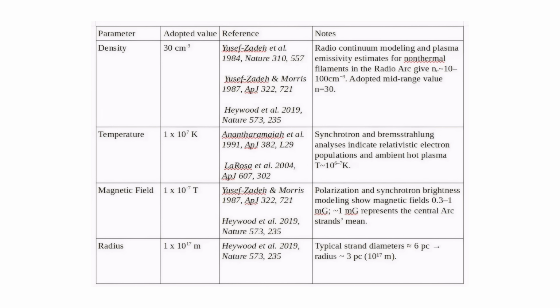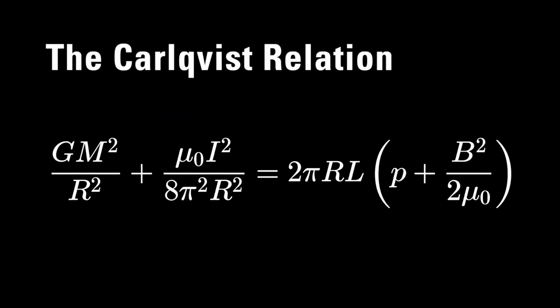Here is a table of parameters that I adopted for galactic core filaments, along with the reference sources and some notes about why I chose the values that I did. Putting these values into the Carlqvist relation and solving for electric current for the galactic center, we get 7 times 10 to the 16th amps flowing through those filaments. This is, for me, unimaginably large.